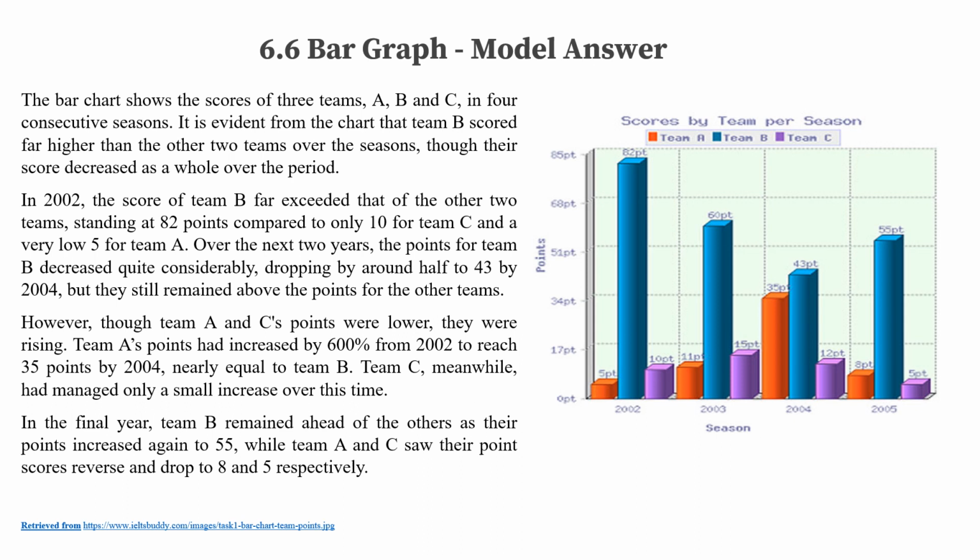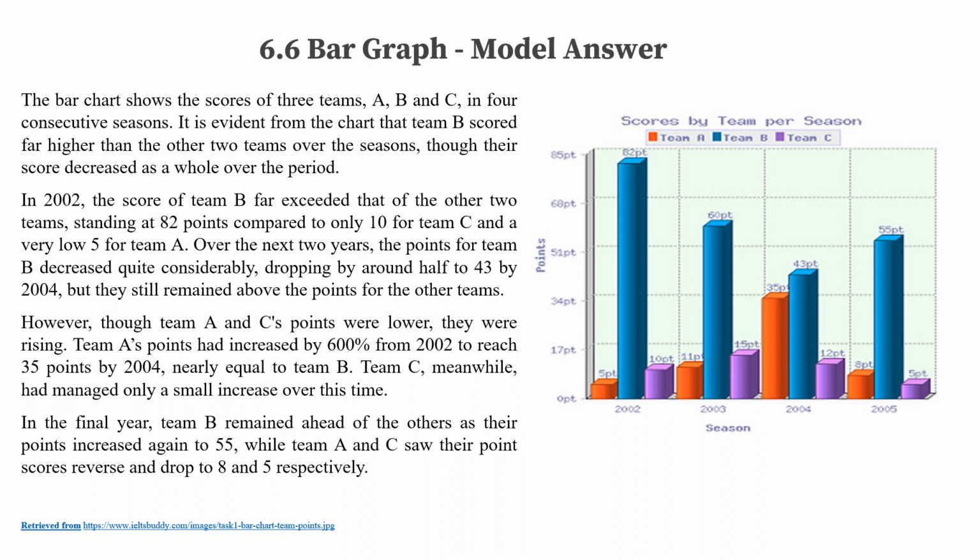Over the next 2 years, the points for Team B decreased quite considerably, dropping by around half to 43 by 2004, but they still remained above the points for the other teams. However, though Team A and C's points were lower, they were rising. Team A's points had increased by 600 from 2002 to reach 35 points by 2004, nearly equal to Team B. Team C, meanwhile, had managed only a small increase over this time.